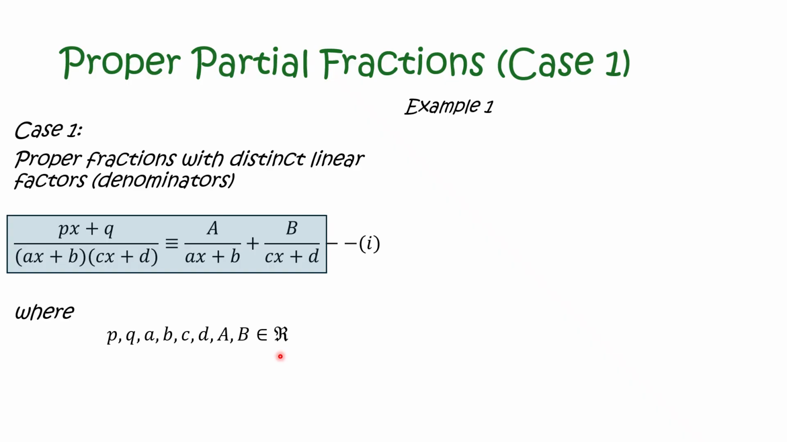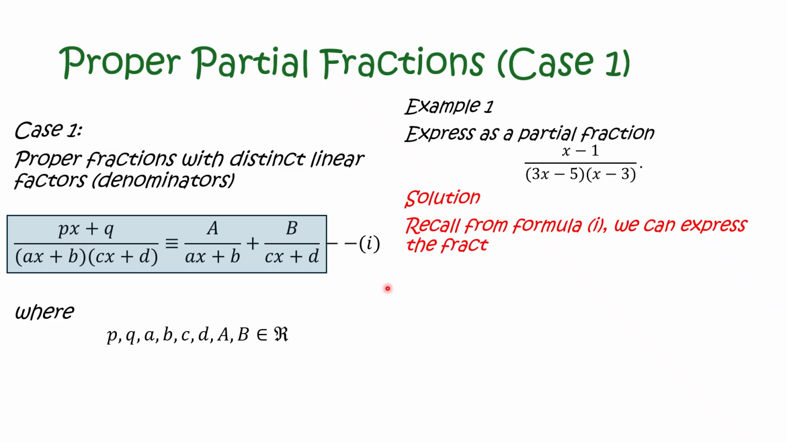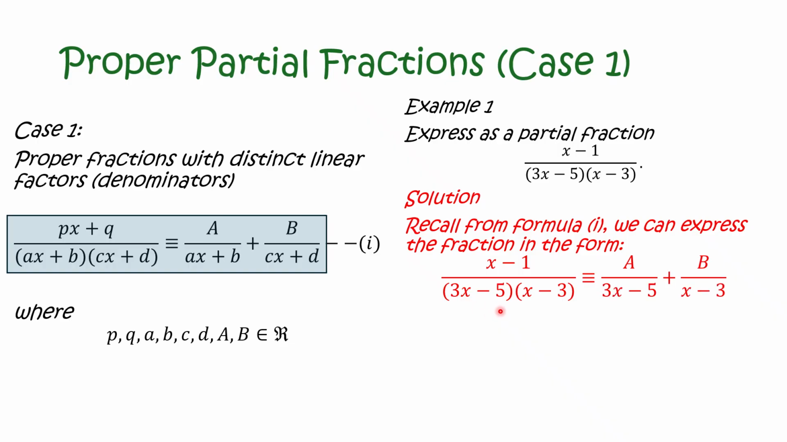Let's look at example 1. Express as a partial fraction x minus 1 divided by 3x minus 5 times x minus 3. The solution. Recall from formula 1, we can express this algebraic fraction in the form x minus 1 divided by the divisors being equivalent to A over 3x minus 5 plus B over x minus 3.